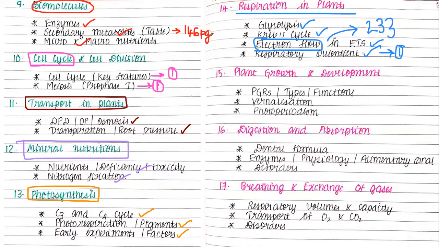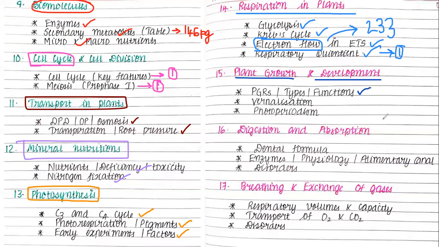Clear? Next, coming on to a very easy and simple chapter, that is plant growth and development. PGR function. Without any doubt, we are sure, right? One question from auxin, cytokinin, gibberellin, abscisic acid and ethylene. One hormone, one function, or its derivatives will be studied.